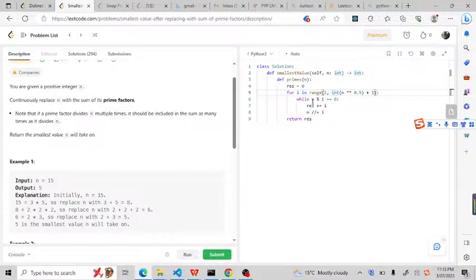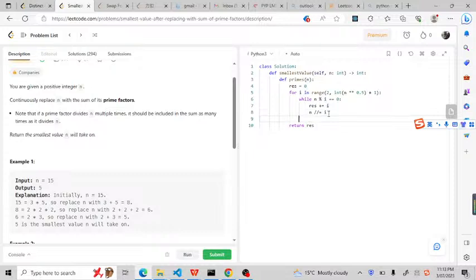And for 5, 5 modulo i, after 2 and 3 it cannot be 4, so we will jump out of the loop. But after that, we need to check the value of n. If n is greater than or equal to 2, we need to add it. So this is our function primes. We need to get the sum of the prime factors.